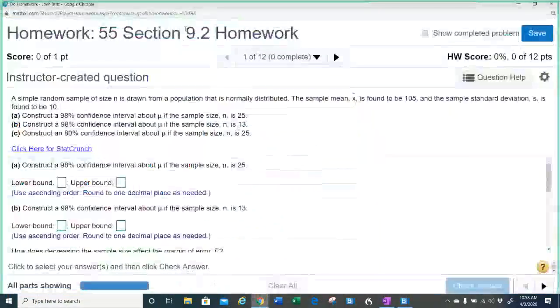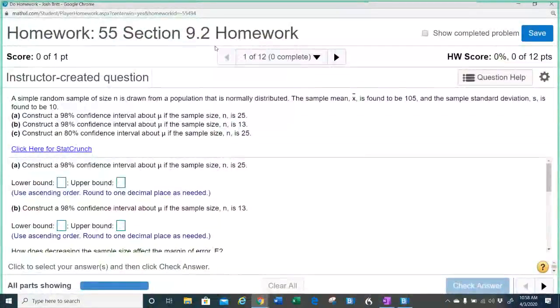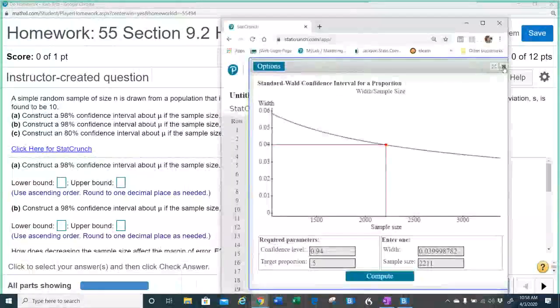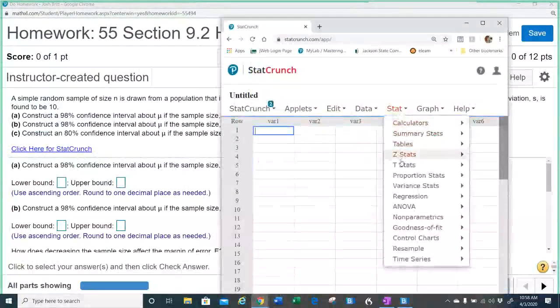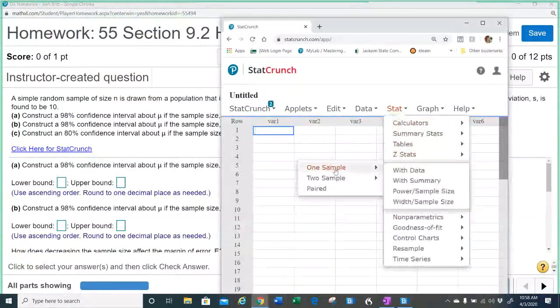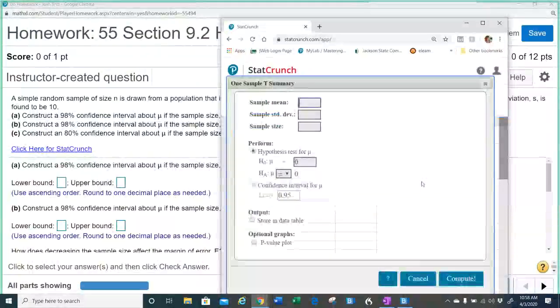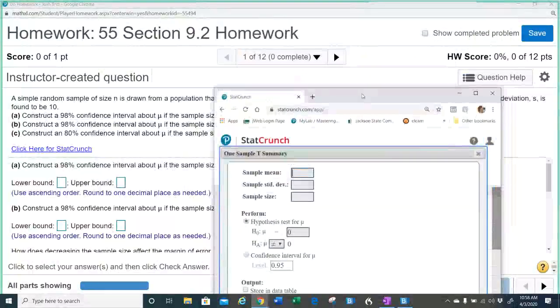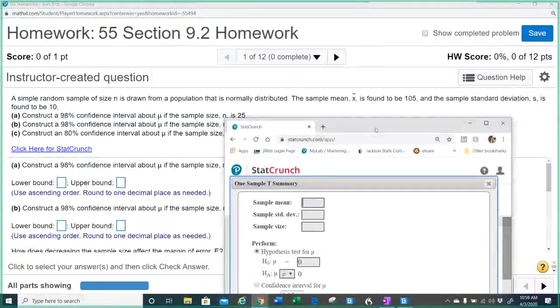Basically going to do the same thing for 9.2. We're going to find confidence intervals and sample sizes. To do that, we're going to use StatCrunch. But this time we're going to go Stat, T Stats, One Sample, With Summary. We're going to get the sample mean. Sample mean is 105, standard deviation is 10.